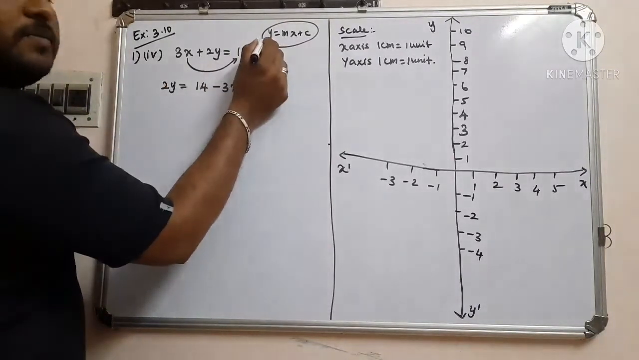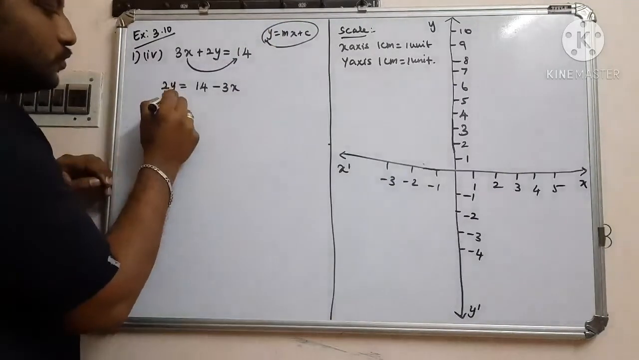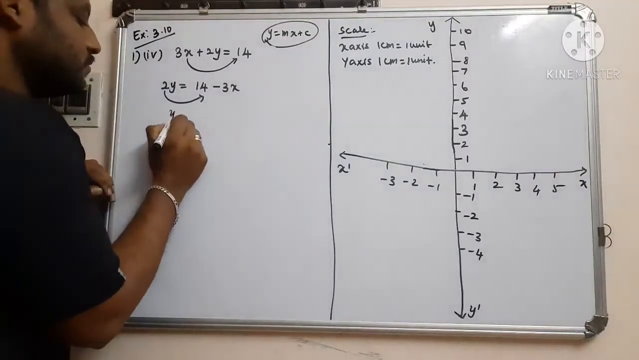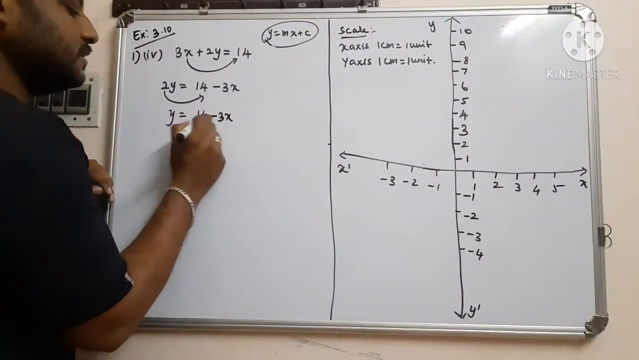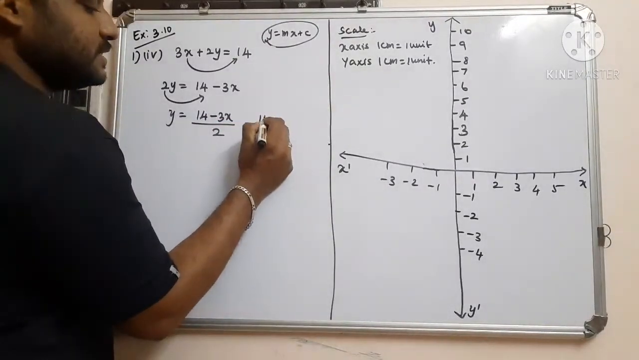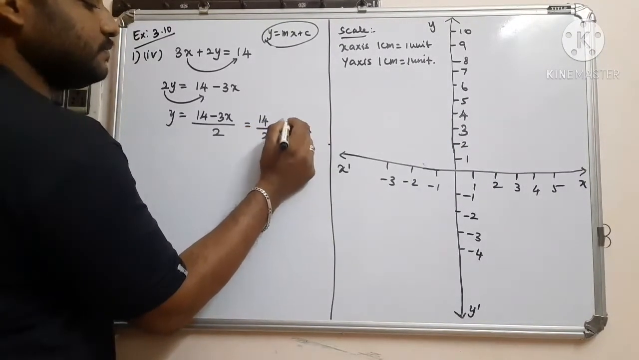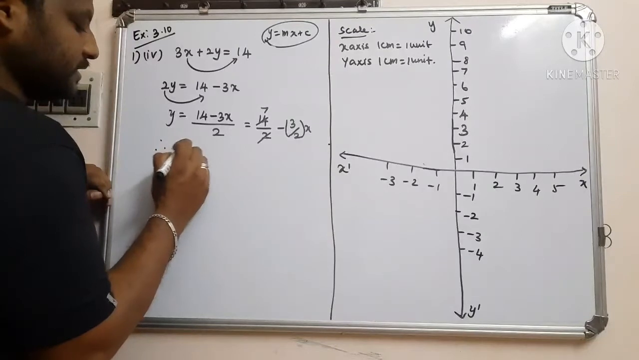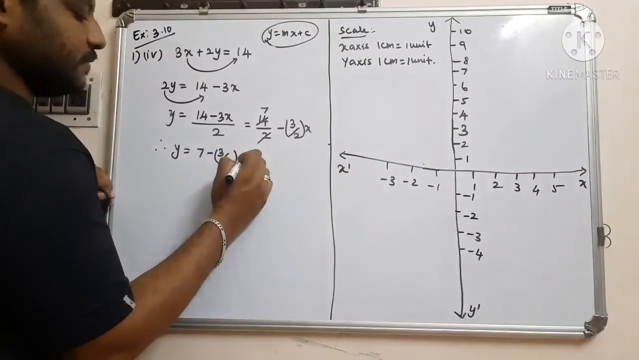Then here in left hand side only y should be here. So 2 will shift it over here. Multiply 2 will change into divide. Y is equal to 14 minus 3x whole divided by 2. This whole divided by 2 value is separate for 14 minus 3 by 2x. So 1 2s are 2, 7 2s are 14. So therefore y is equal to 7 minus 3 by 2x. 7 minus 3 by 2x.